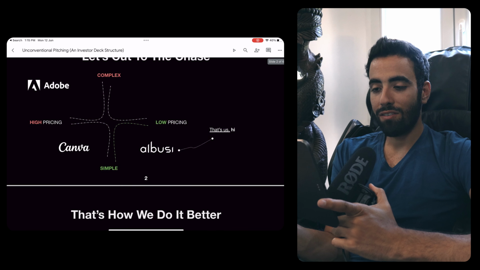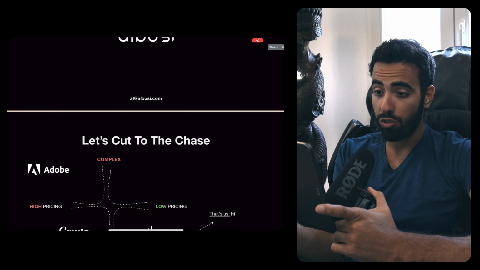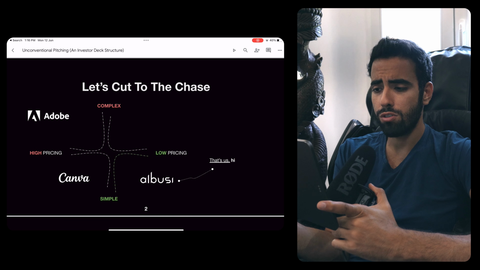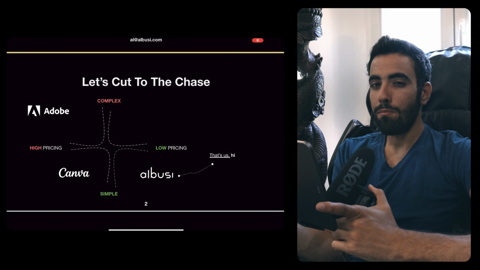And that's my unconventional pitching structure. I put this on Medium and I had a lot of downloads. A lot of people are interested in using it. I advise you to check it out and do the same. You could use a template or you could use just the structure of it and use your own template. But let me know what you think about it.